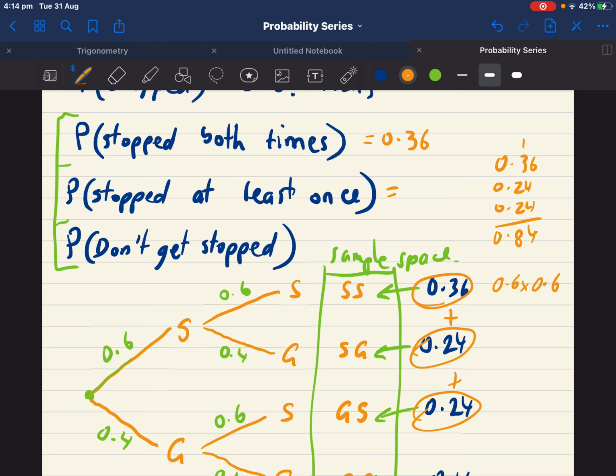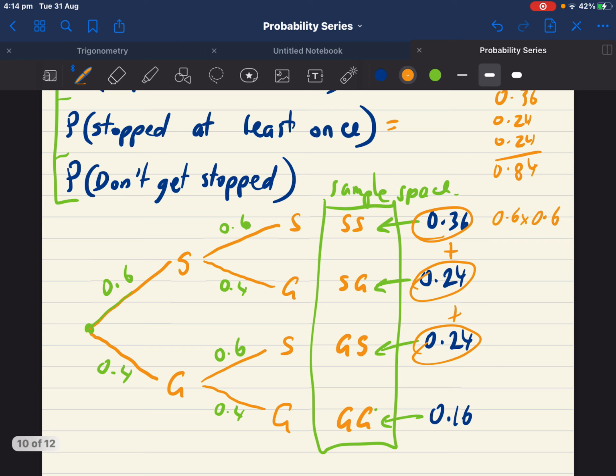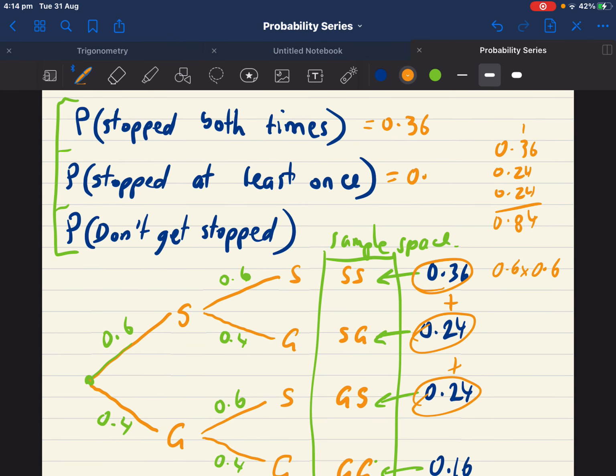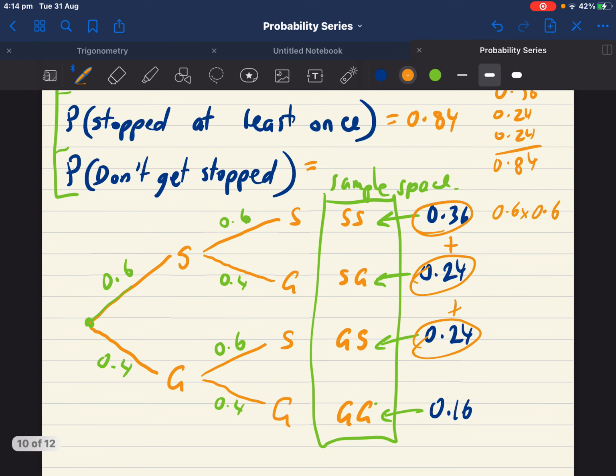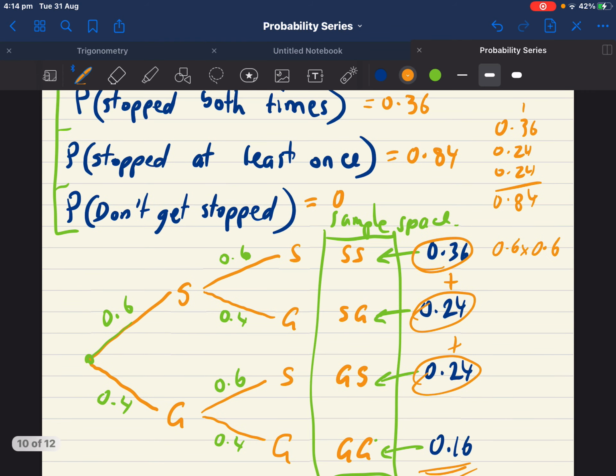You know what? I could have just taken away the 0.16 from 1. That would have been so much easier. Anyway, 0.84. You've got an 84% chance of getting stopped at least once. And the probability you don't get stopped, that was this bottom one here, 0.16.